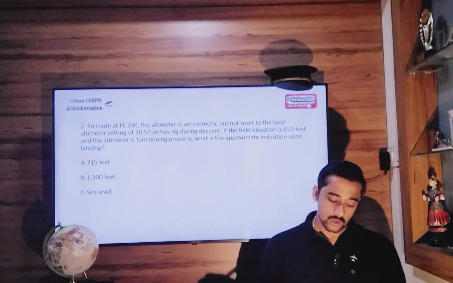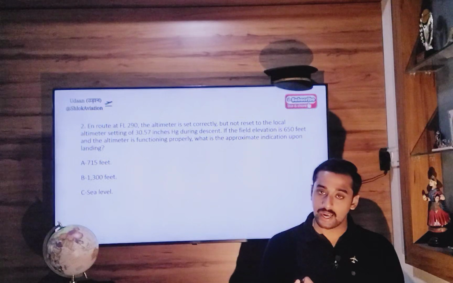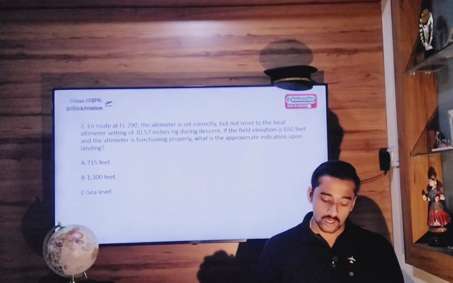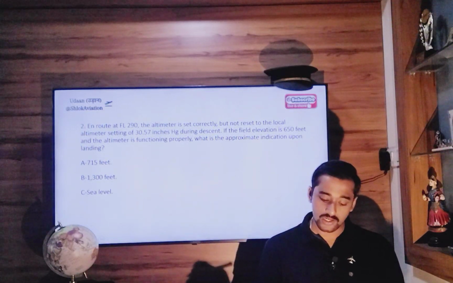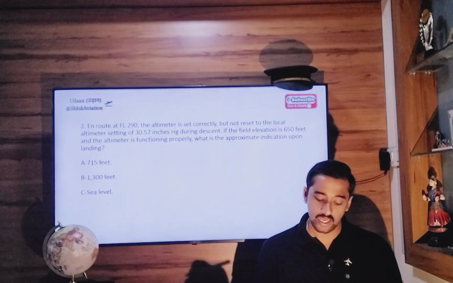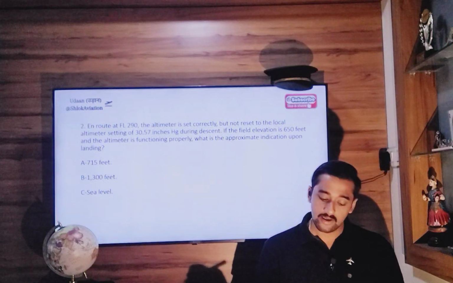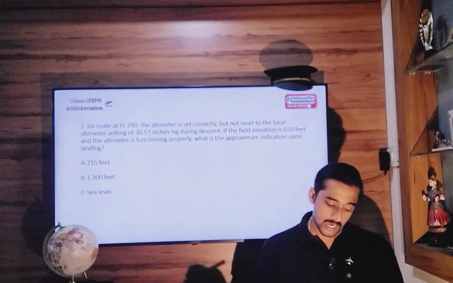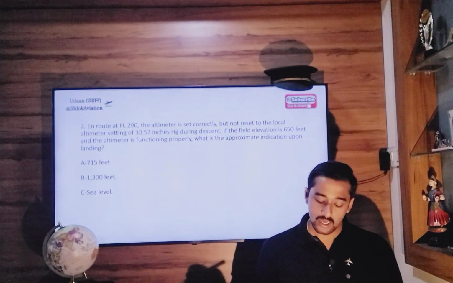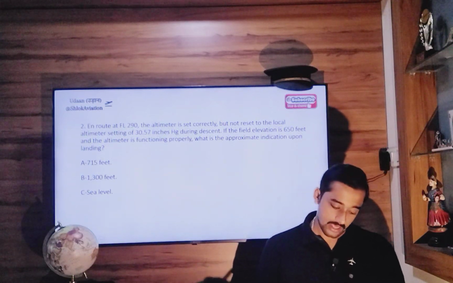Question 2. En route at flight level 290, you are cruising at flight level 290. The altimeter is set correctly, but not reset to the local altimeter setting of 30.57 inches of mercury during descent. If the field elevation is 650 feet and the altimeter is functioning properly, what is the approximate indication upon landing?